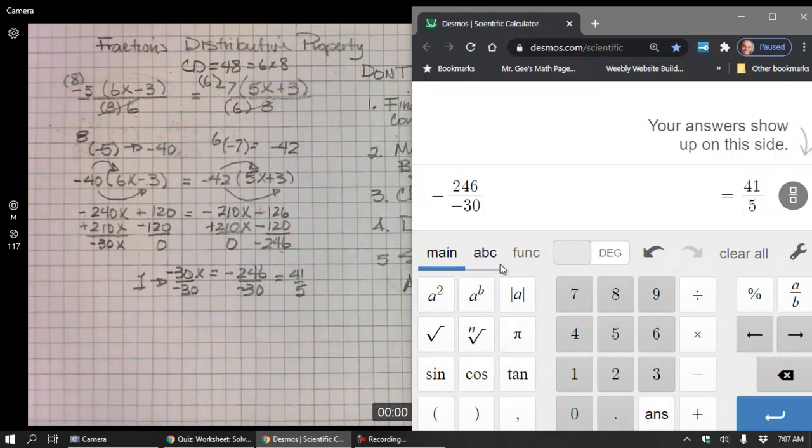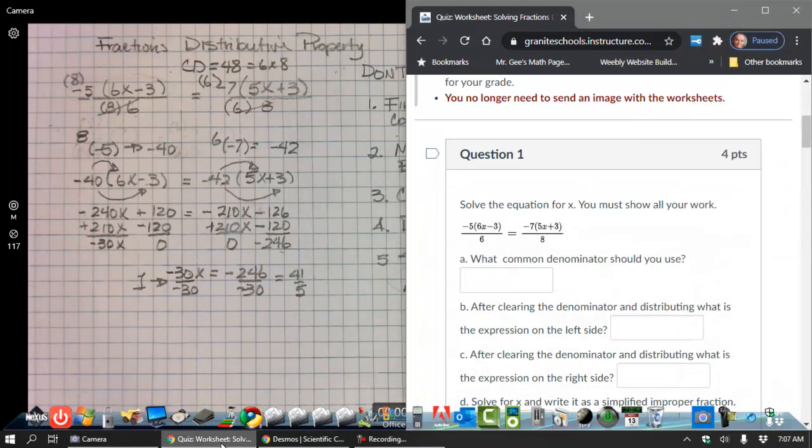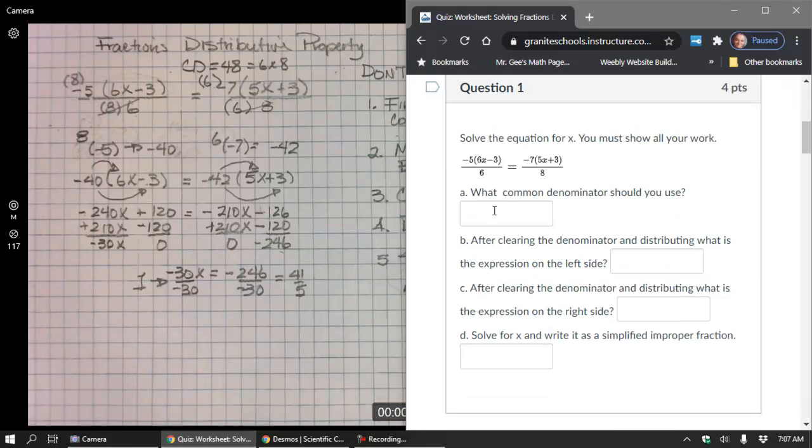Okay, now we're going to go and put our answers into Canvas. So here's question number 1. It says, what common denominator should you use? Well, the common denominator that I used right here was 48, right? So I'm going to type in 48.